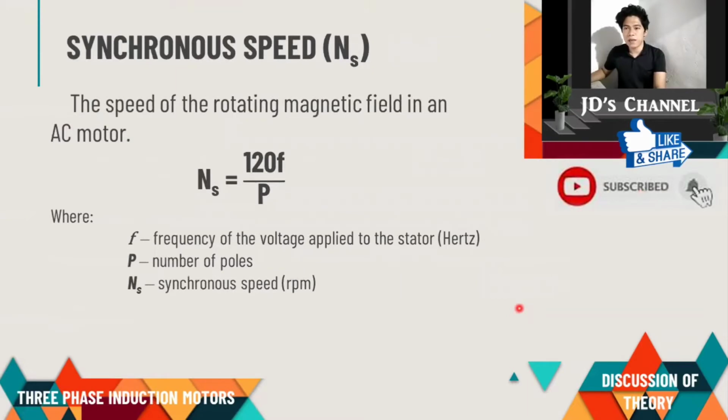Let's proceed to the terms, concepts, and formulas that we will encounter here in three-phase induction motors. First is the synchronous speed, which we denote as N sub S. It is the speed of the rotating magnetic field in an AC motor. The formula is N sub S equals 120F over P, where F is the frequency of the voltage applied to the stator in Hertz, P is the number of poles, and N sub S is the synchronous speed in RPM.